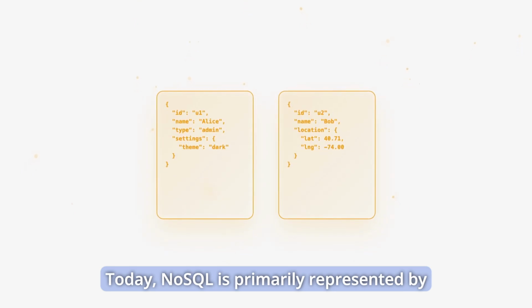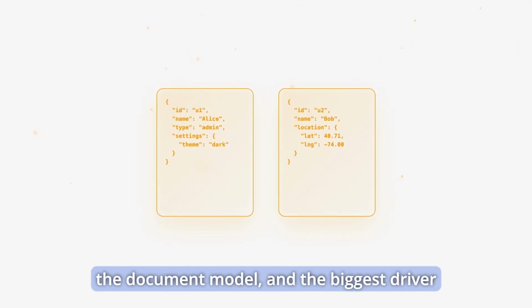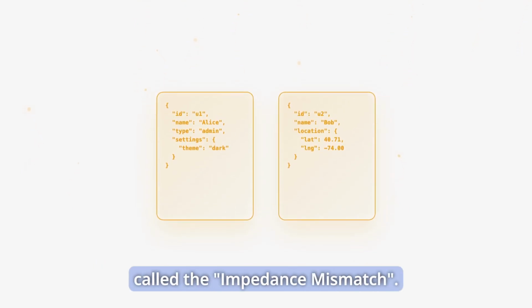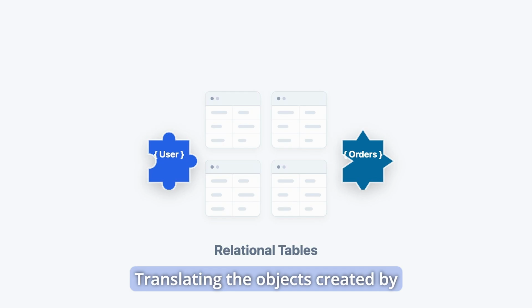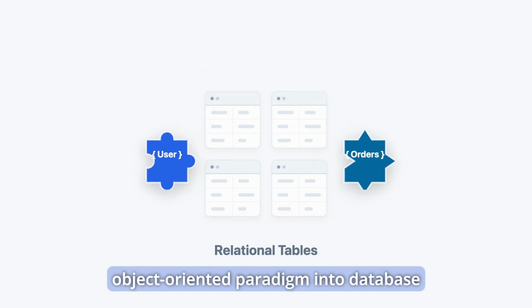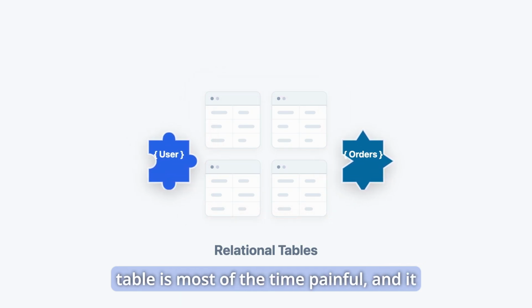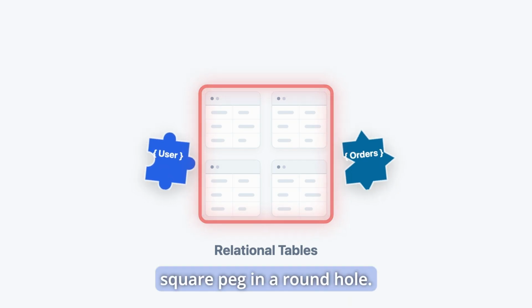Today, NoSQL is primarily represented by the document model, and the biggest driver towards this is something called the impedance mismatch. Translating the objects created by the object-oriented paradigm into database tables is most of the time painful, and it becomes like trying to fit a square peg in a round hole.